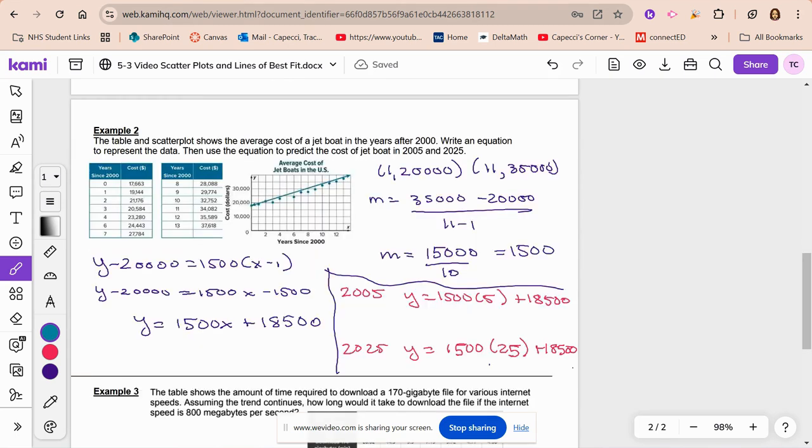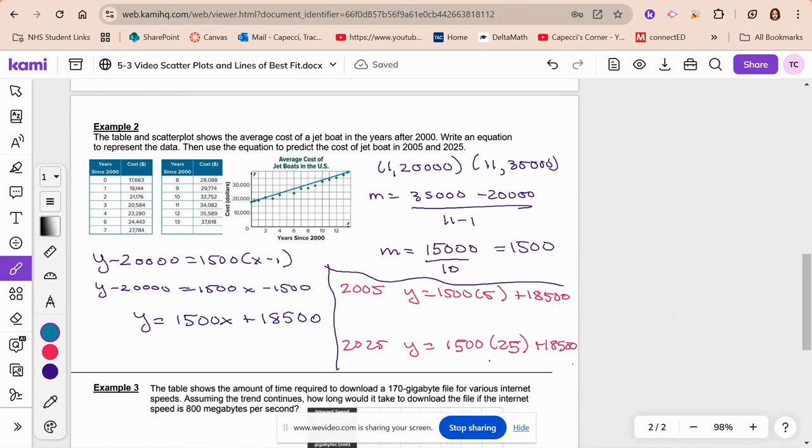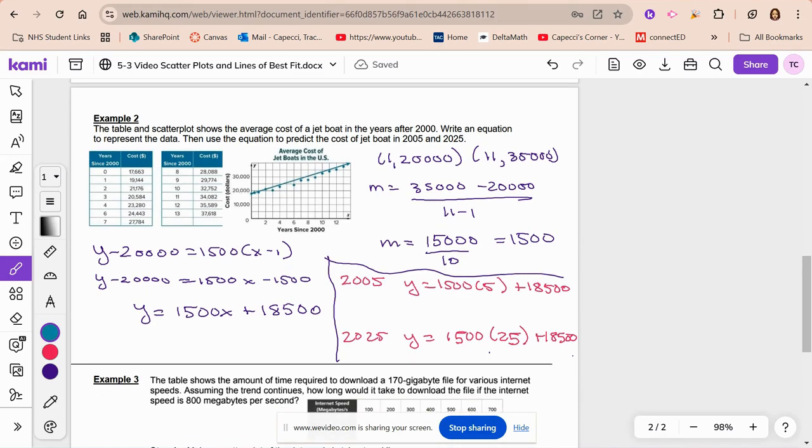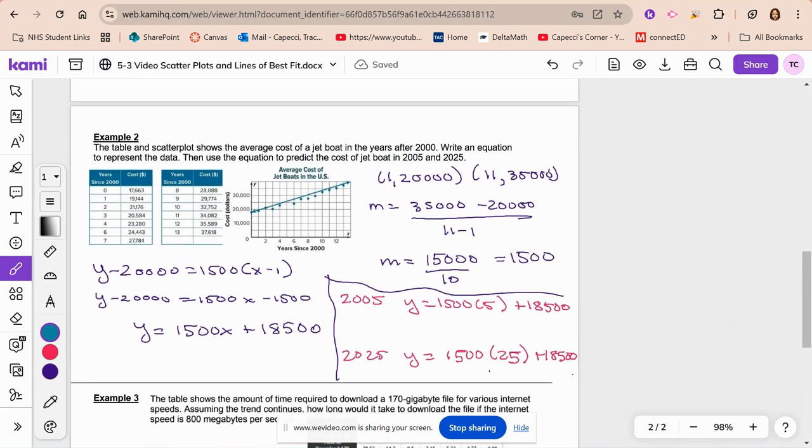Now, to save some time, what I did was I looked at some things we already did, finding slope, using point slope, and I just kind of wrote it out early so that we could save a little bit of time and we can concentrate just on the scatter plot and line of best fit. So in example 2, it says the table and scatter plot shows the average cost of a jet boat in the years after 2000. Write an equation to represent the data. Then use the equation to predict the cost of a jet boat in 2005 and 2025.